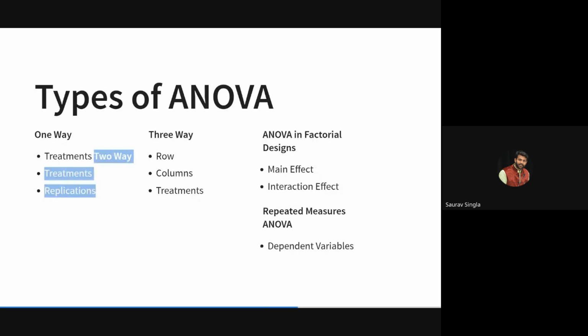In two-way ANOVA, there are two sources of variation. One is treatment, because the experimenter is now controlling two things: the treatment, and the fertility gradient in the field by making different blocks. You'll understand. Then we also have a three-way ANOVA.